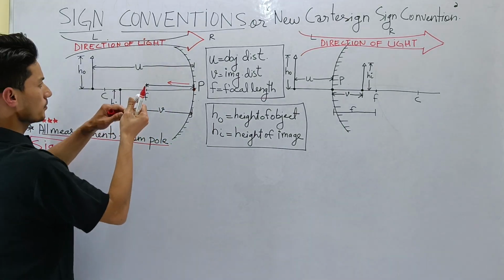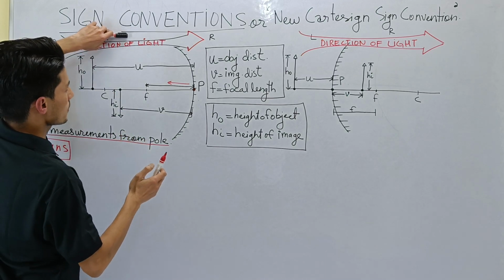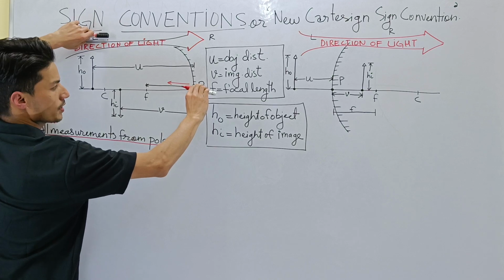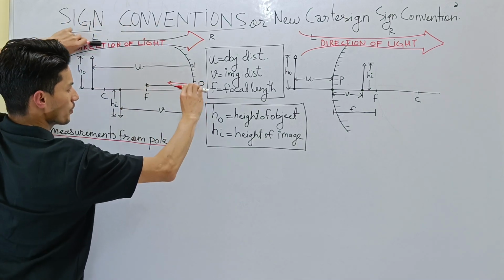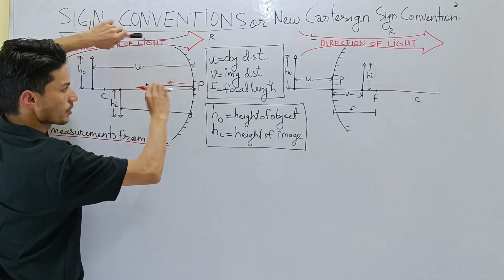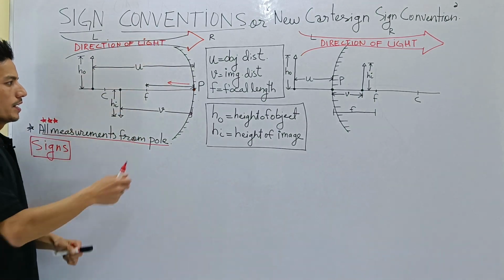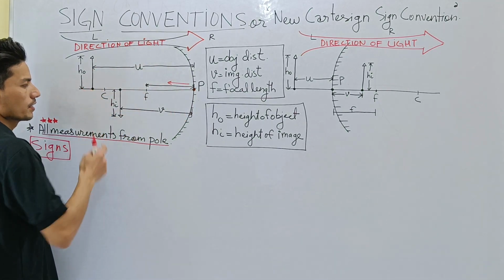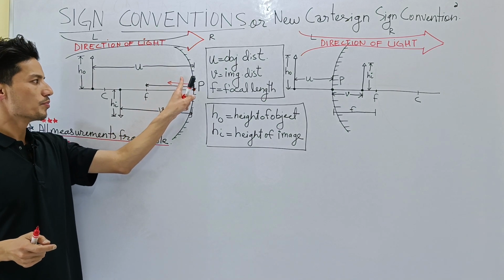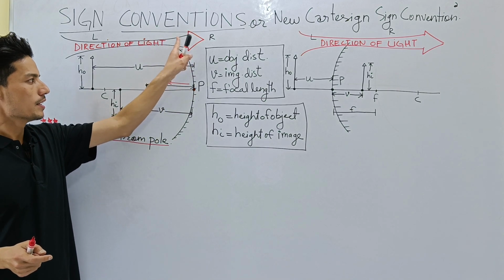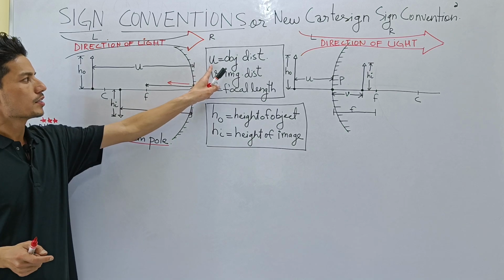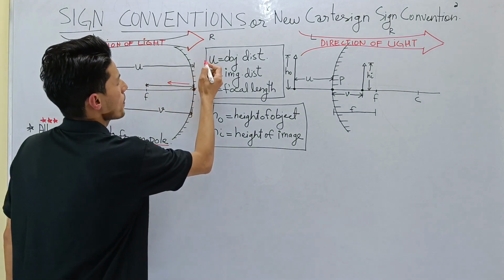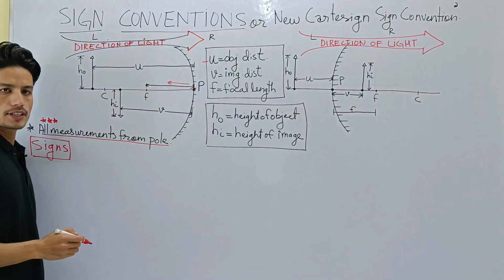Light is going like this, from left to right, and you are moving from right to left. So your direction and the light direction are opposite, is it not? As you move from P to the object, your direction of movement is opposite to the direction of light. In these cases, you will get a negative value. So u will be minus.